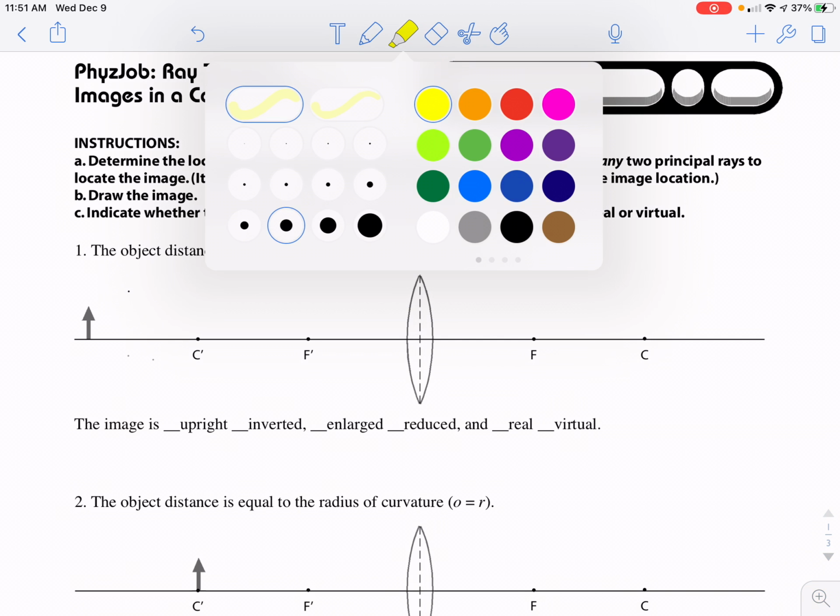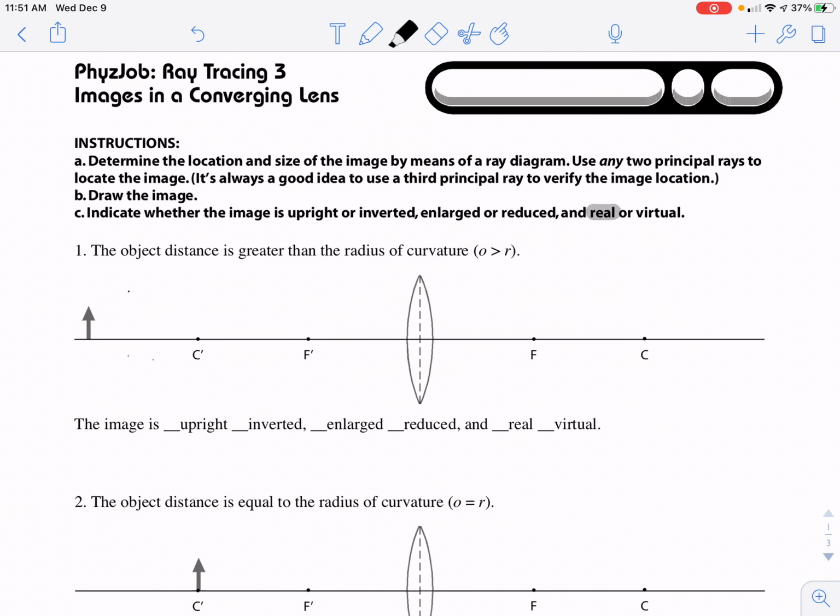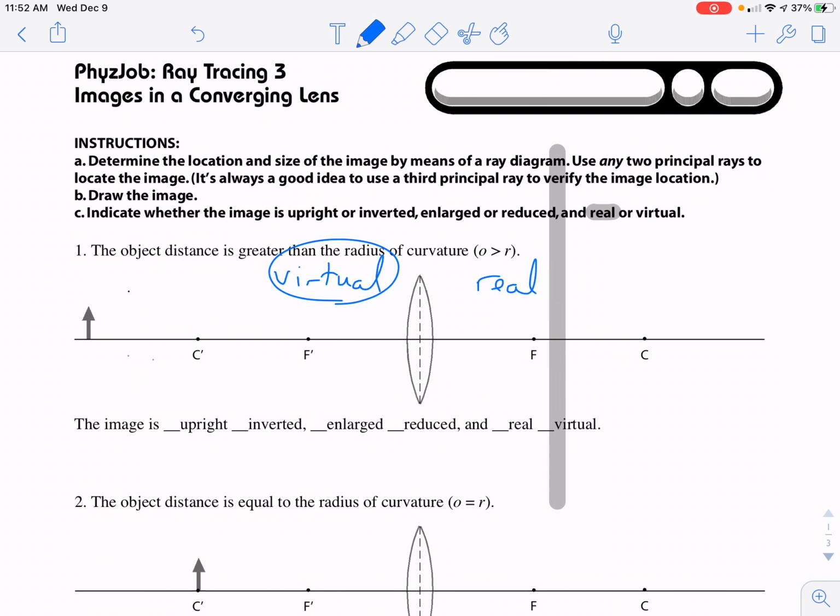Now, to be a real image means that the image is projectable on a screen. So say this line represents a screen. Now, since images form on the other side of lenses, and I can project those images on a screen, real images would form on the far side of lenses. Virtual images, therefore, would be found on the near side. Near side meaning the same side as the object, far side meaning away from the object.